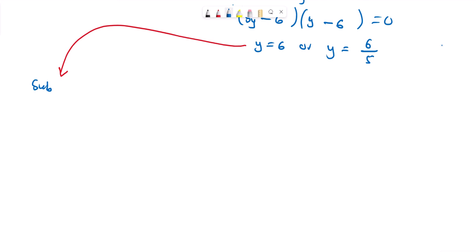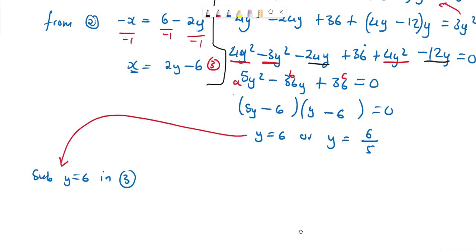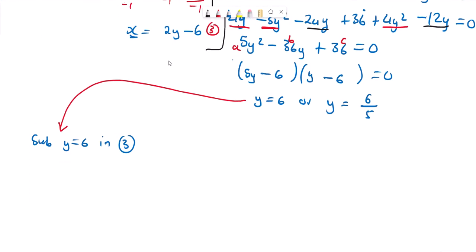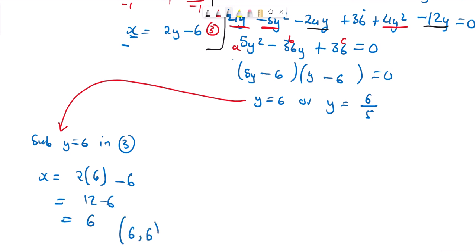Now substitute y is equal to 6 in 3. Do you still remember our 3? Our 3 was this equation. Where was it? This one here. This is equation number 3. So I'm going to substitute y. So we're going to get x. X is 2 into 6 minus 6. So x is 12 minus 6. X is 6. So our first point is x is 6, y is 6.